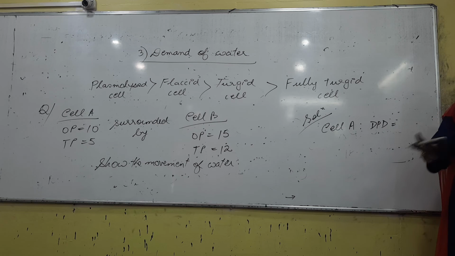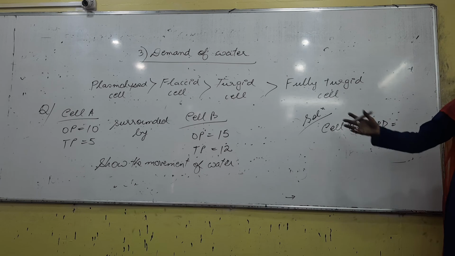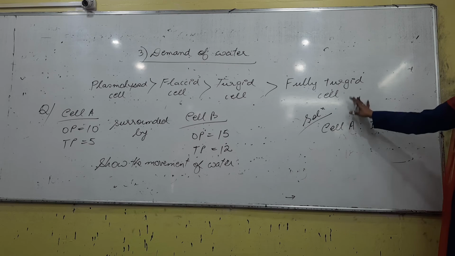Normal case, either it's a turgid cell or it's a flaccid cell. Fully turgid means the process of absorption stops, fully turgid.